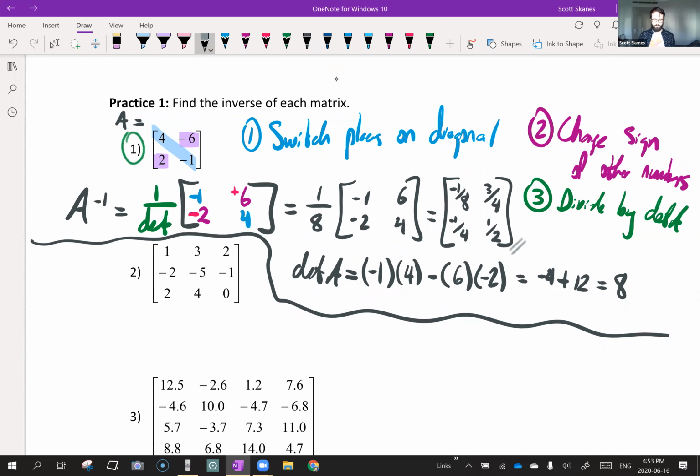So switch the diagonal, change the sign of everything else, and divide everything by the determinant. That's how you get the inverse. Is that a little tiny bit more clear than it was before I did that example?